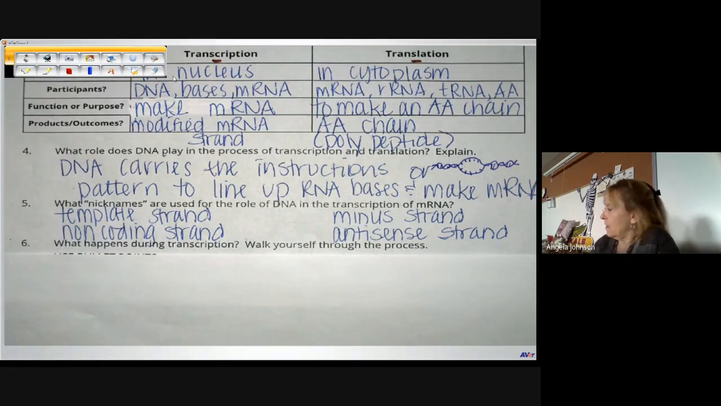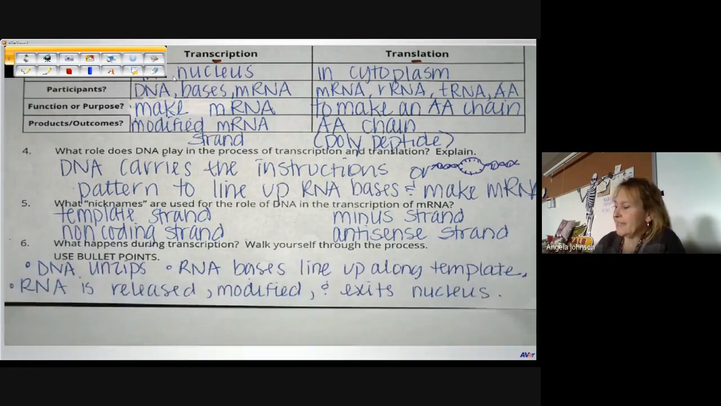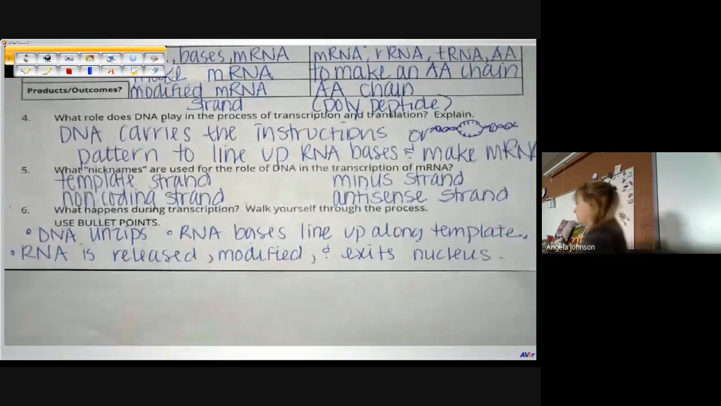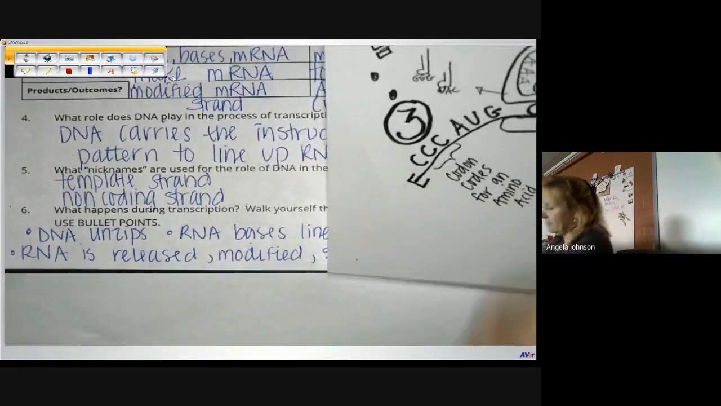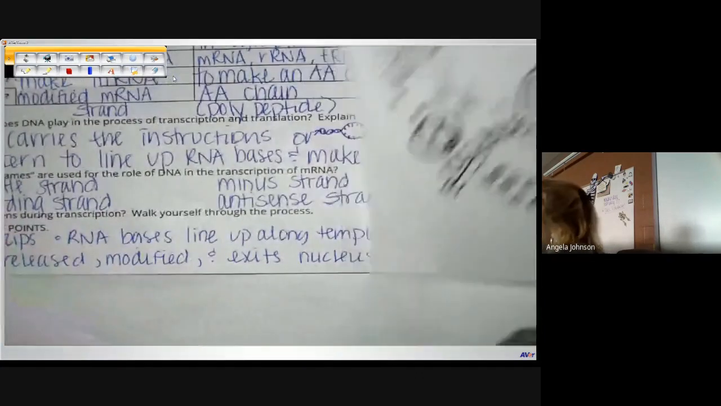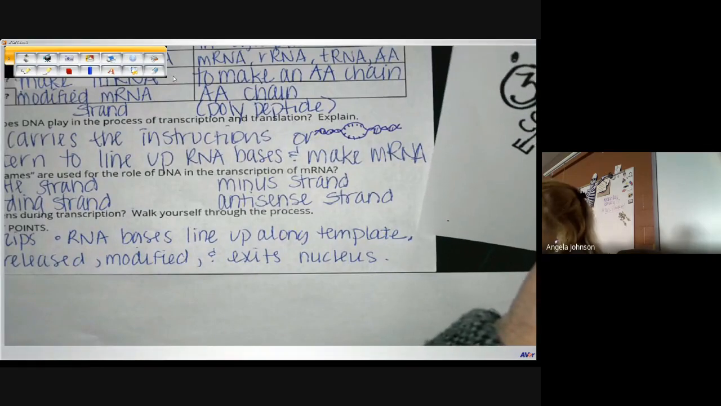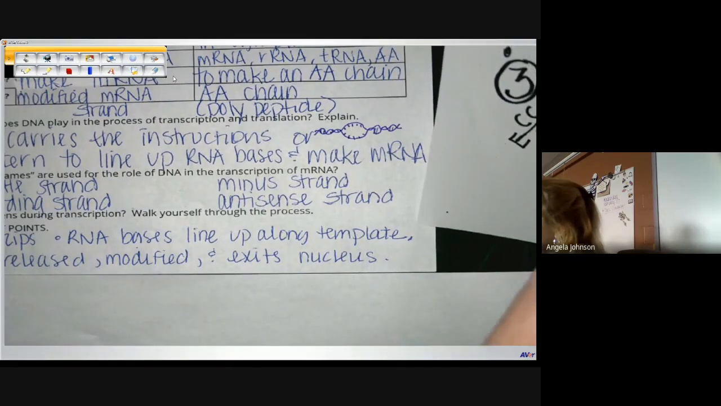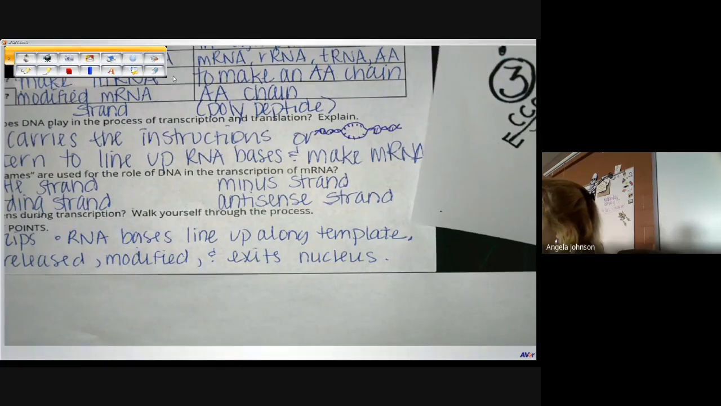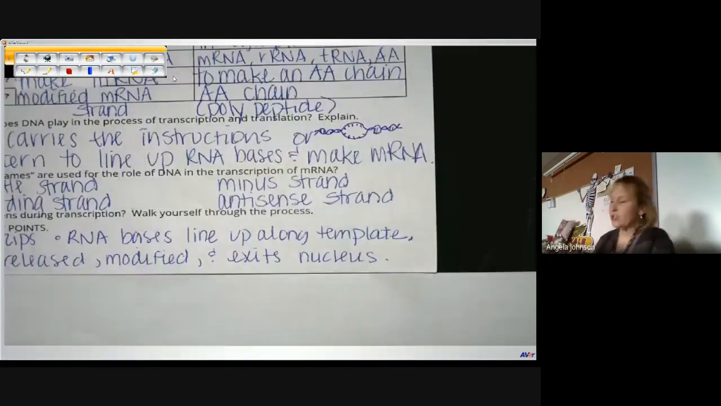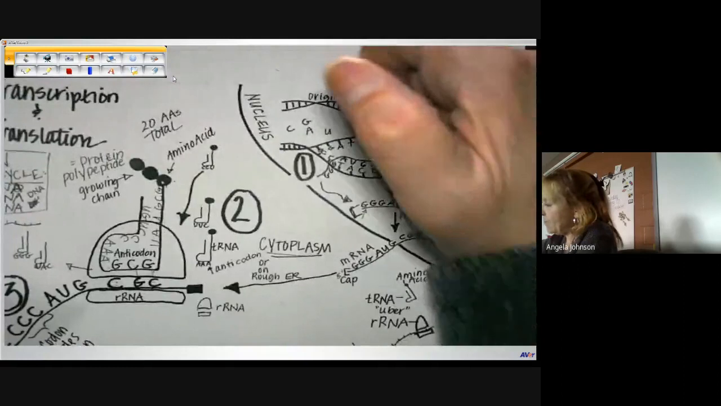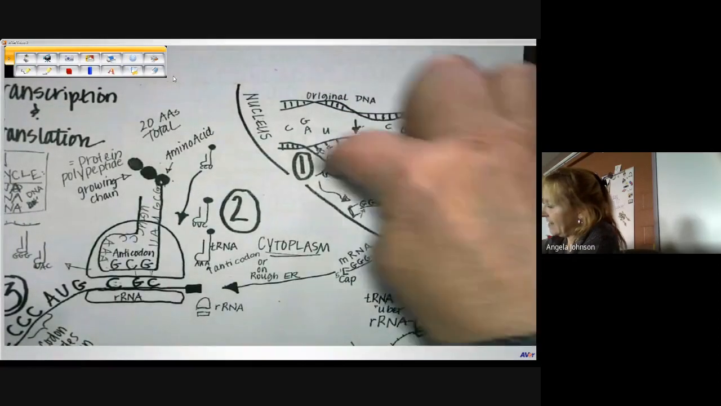Walk yourself through the process of transcription. This is easiest if you have the picture with you. Okay, so here I've got the picture. The DNA unzips. The bases line up, the RNA bases line up, they fill up along there. The RNA is released, it's modified, and it exits the nucleus. So I just go in order, like from what happened, you know, it unzips, they fill in, it's modified, it's released.